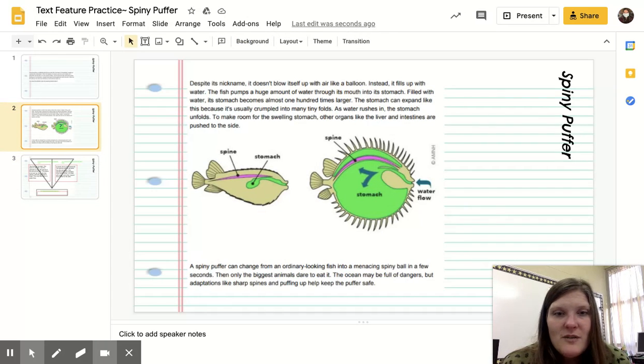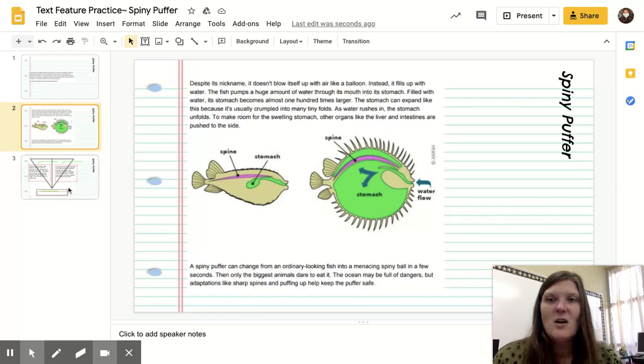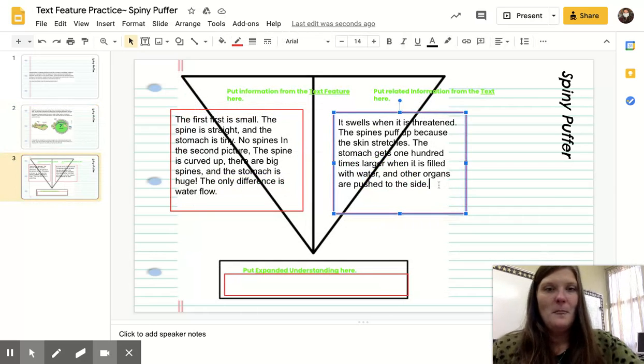Change from an ordinary fish to a menacing spiny ball in a few seconds. Then only the biggest animals dare to eat it. I think that's important that it takes only a few seconds. So I'm going to add that. This only takes a few seconds.